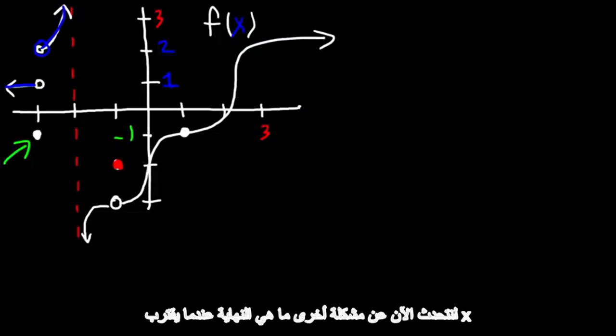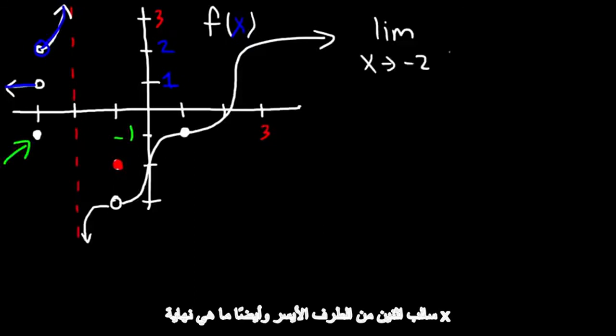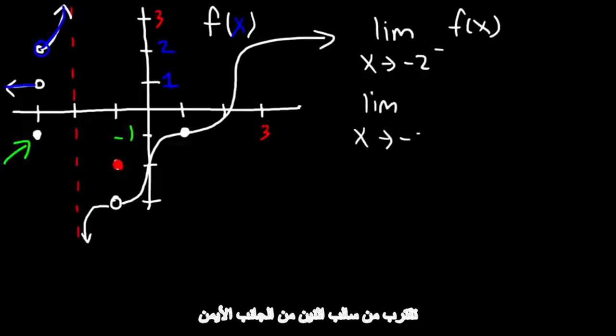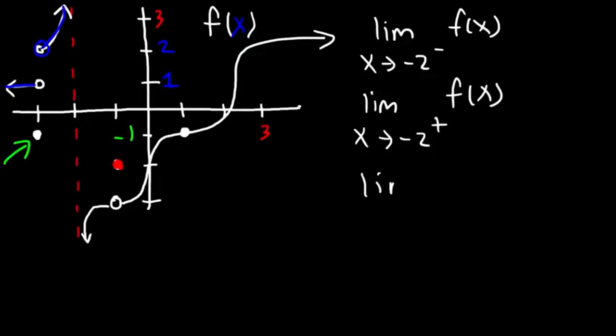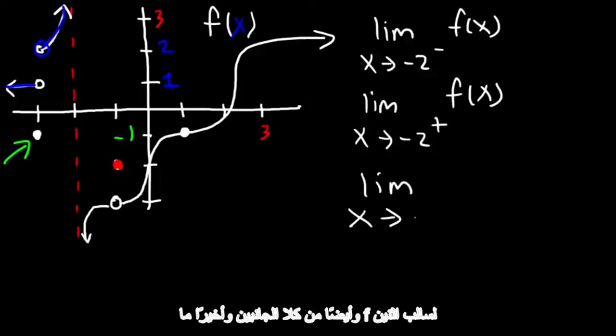Now let's talk about another problem. What is the limit as x approaches -2 from the left side? And also, what's the limit as x approaches -2 from the right side? And also from either side? And finally, what's f of -2?